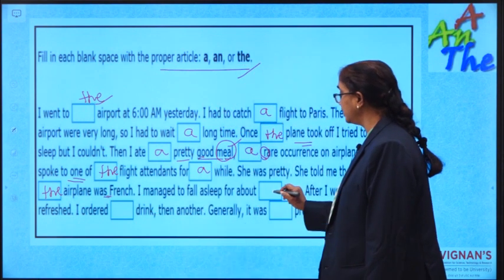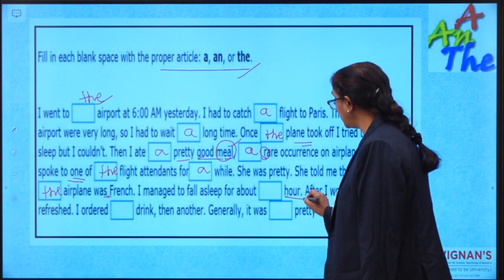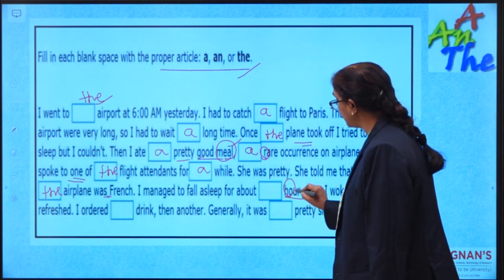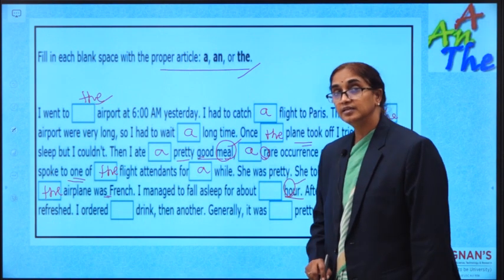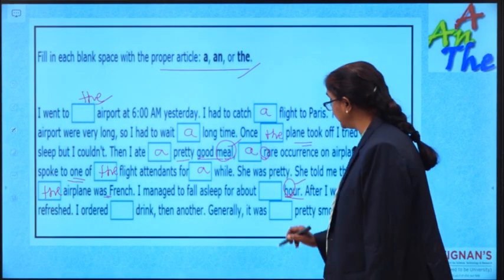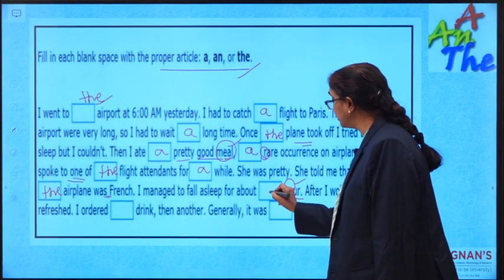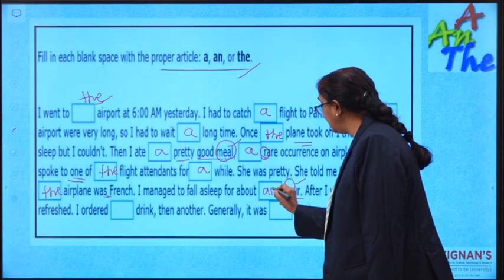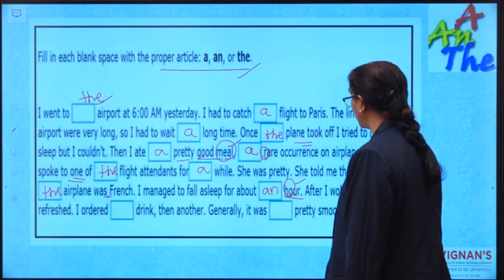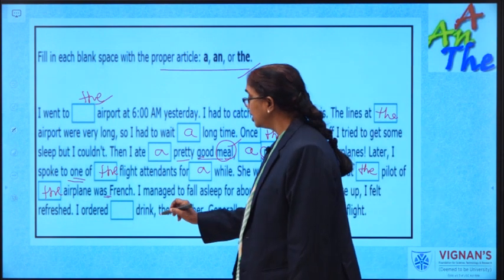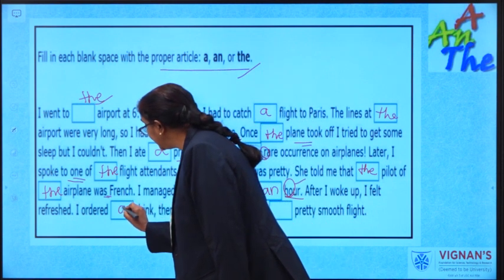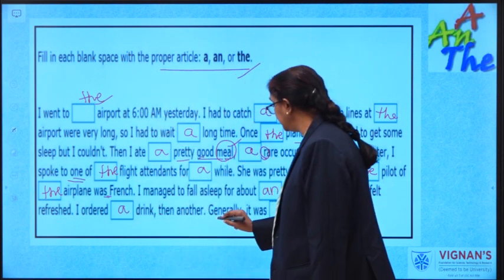I managed to fall asleep for about an hour. We already discussed hour is voiced, unvoiced, voiceless. So hour, H is silent. So for about an hour. After I woke up, I felt refreshed. I ordered a drink, then another.